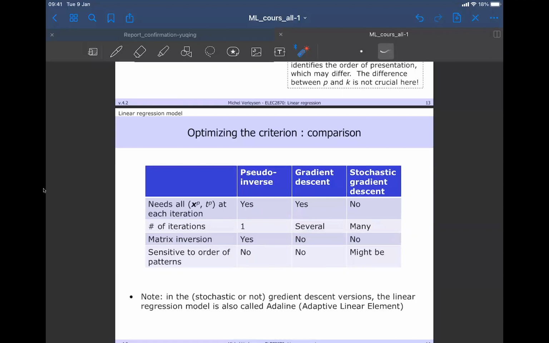And then, is it sensitive to the order of patterns? Here it's not sensitive, here it's not sensitive, here it might be. If you start to compute the gradient on one batch and then another batch, you could tend to another solution than the other way around, because logically you have another gradient depending on the batch you take, and so you can tend to different solutions. Okay.